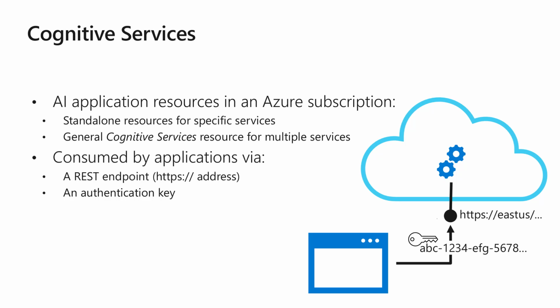Whichever way you go, regardless of the type of resource you use, a client application will consume the services by connecting to something called a REST endpoint, which is just an HTTPS address that they'll submit their requests to, and they will use a resource-specific key for authentication. So when we create a resource, we get an endpoint and a key that we need to use from client applications that are going to consume that service.